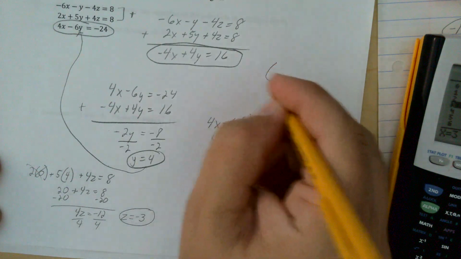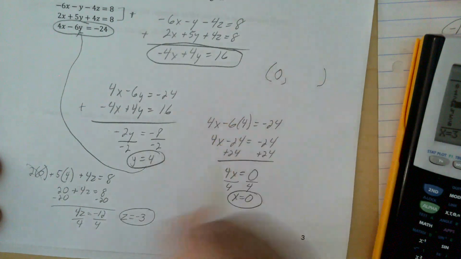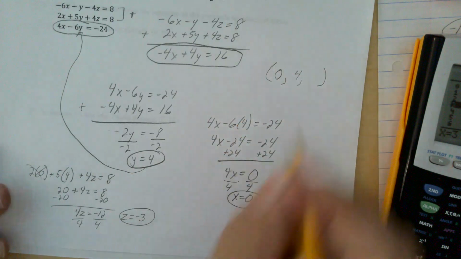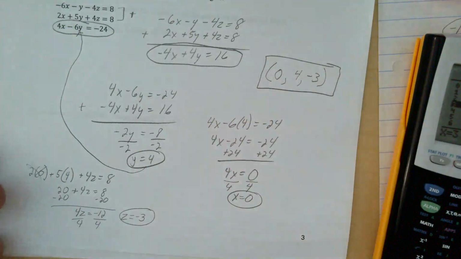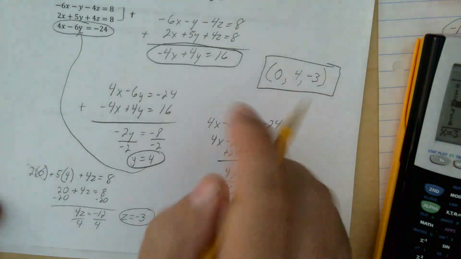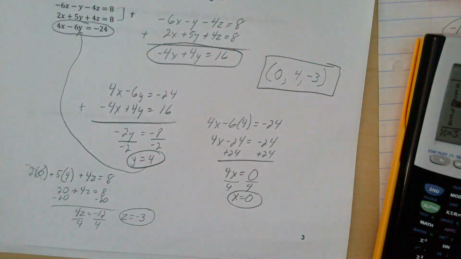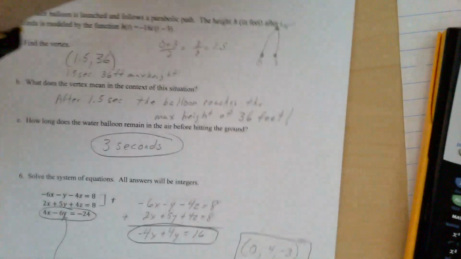So final answer, put it right as an ordered triple. We have 0 for the x, we have 4 for the y, and we just found out that z is negative 3. It will work out very similar on your actual test, okay? And this is the only set of points that when you plug it in, you get true statements for all three equations, okay? So it works for all three, which brings us to our last page.